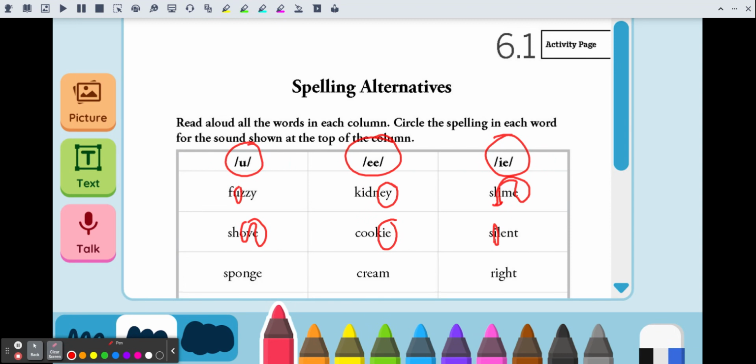Let's go back to our O. We have sponge. So our sponge, the O is saying. Now that E is not going with that O because you have two consonants in between them. E, we have the word cream. Oh, with a vowel team, EA is saying E and cream. And then for our I, we have IGH. For right. So IGH. All three of those letters are saying I.